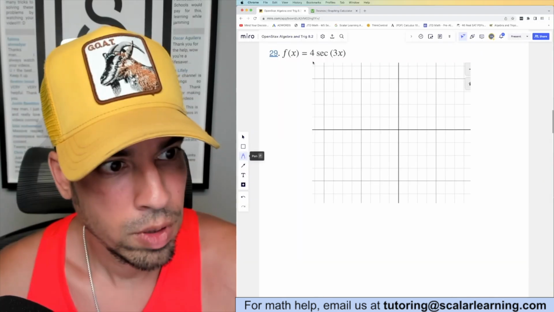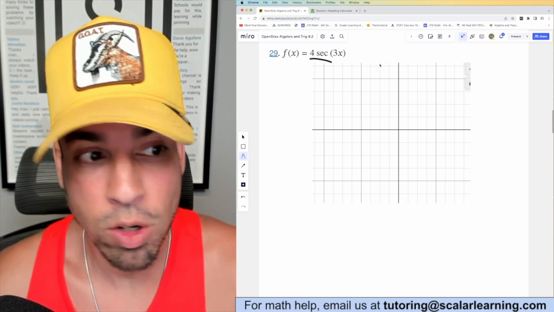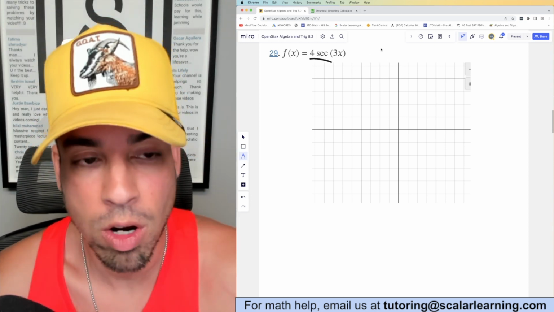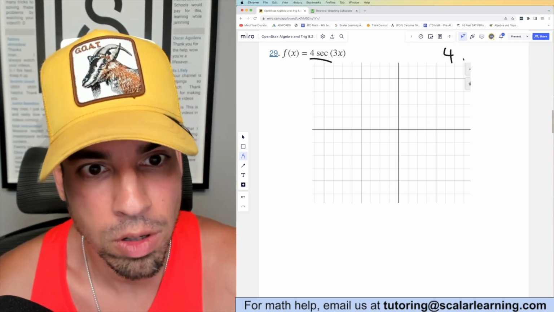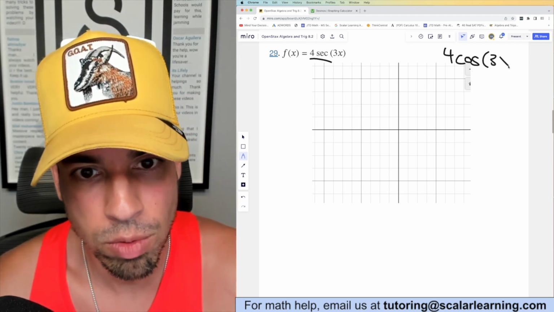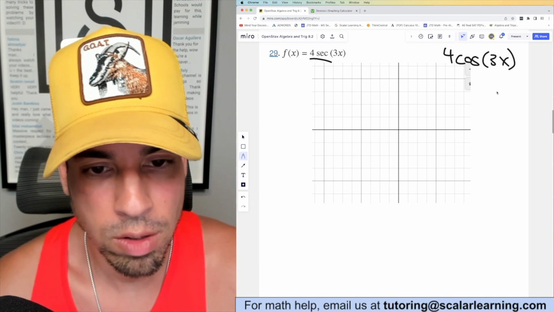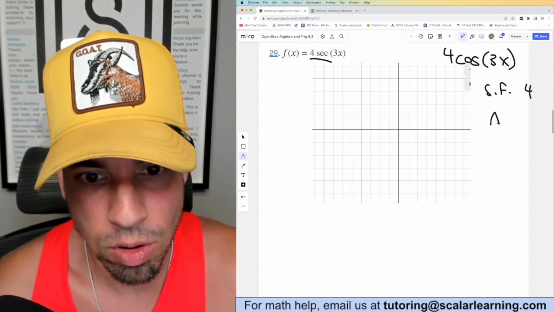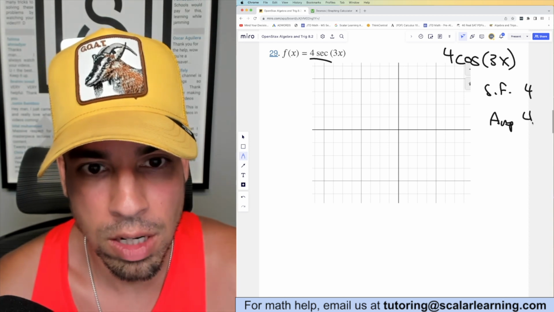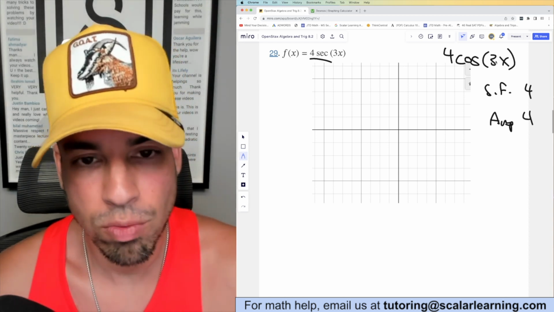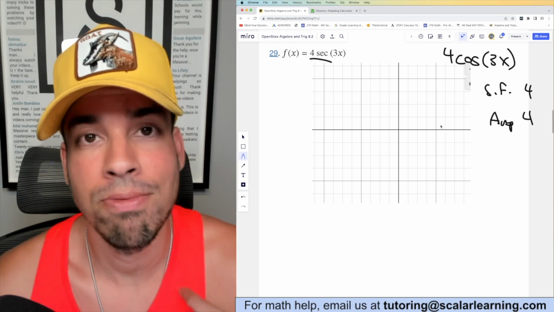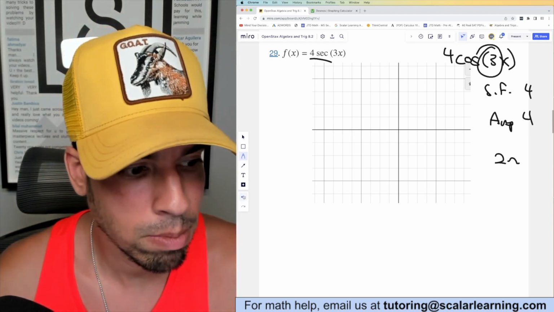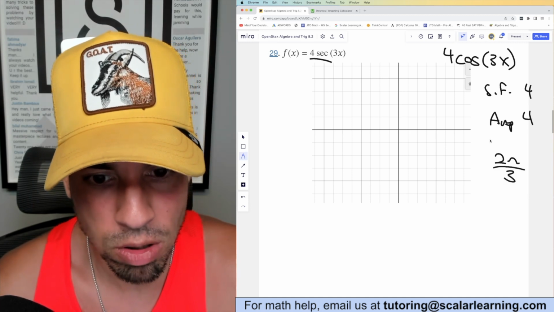Boom, done. So for this one, we're graphing secant. So I'm going to start by graphing the cosine function, okay, because it has a relationship with cosine. So we're going to start there. So let's imagine 4 cosine of 3x. So for 4 cosine, we can say that the stretching factor is 4, but that's also the amplitude, okay? So the amplitude of cosine is 4. And then we got this 3 multiplying the x. That affects the period. So the period is normally 2 pi. Now it's 2 pi divided by that value, which is 3. So the period is 2 pi thirds.